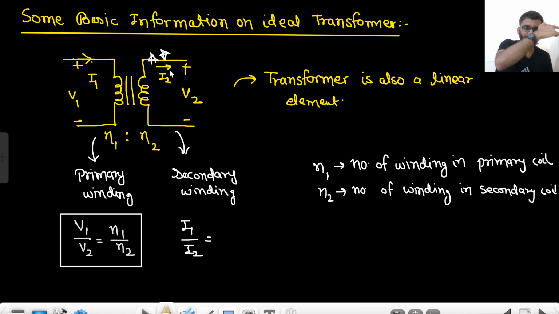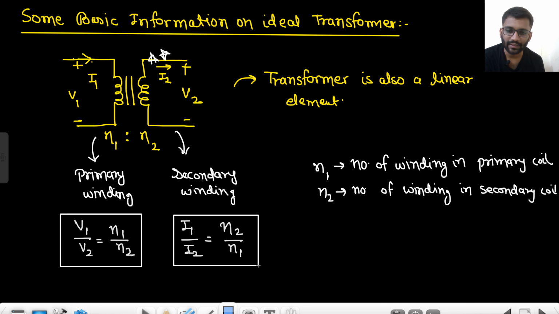Okay. I2 is going inside the V2. So many times students will make I2 like this. So this is not I2. I2 is this. So I1 by I2 is N2 by N1. Okay. So these two things you have to remember. That's it. Nothing else.